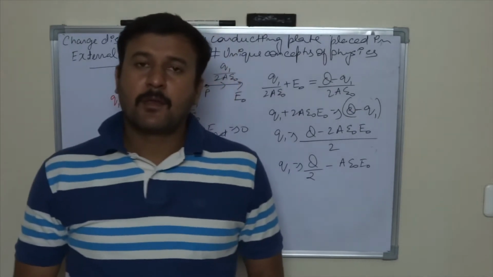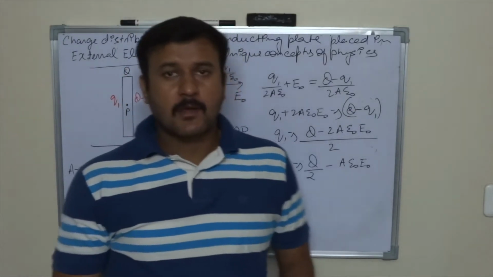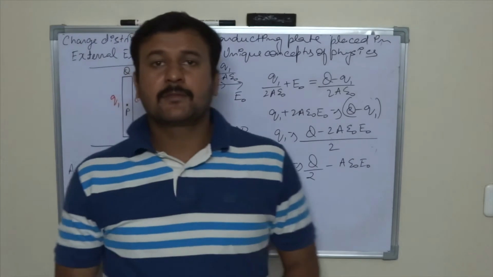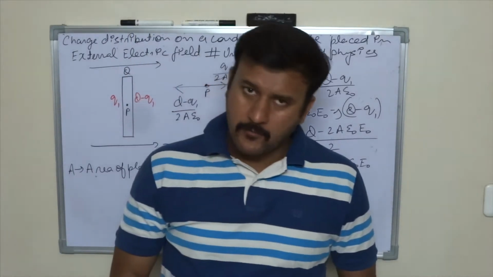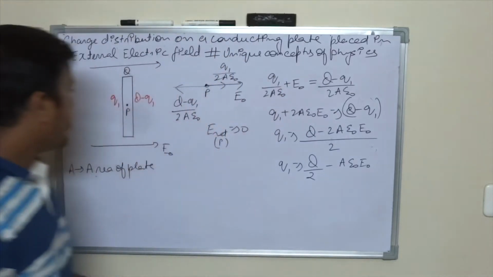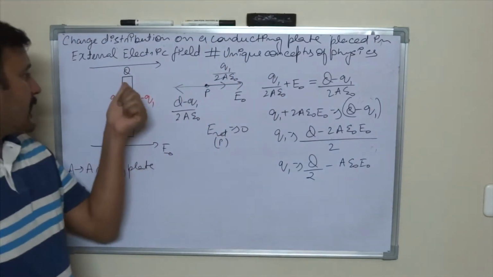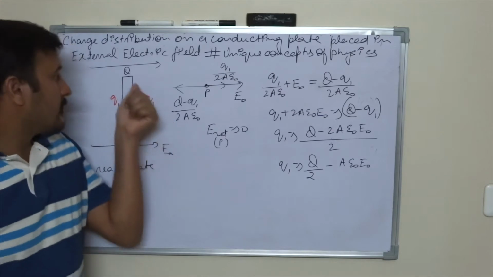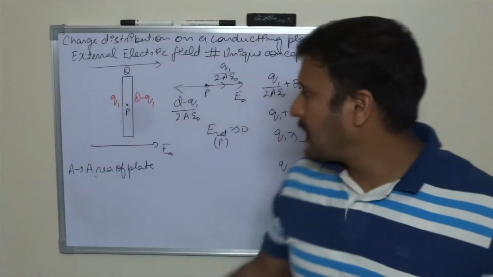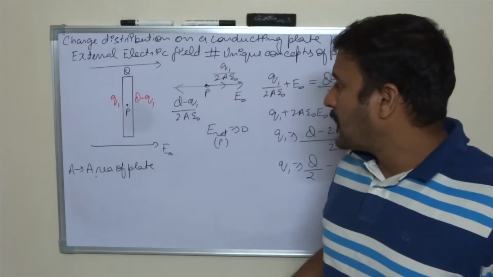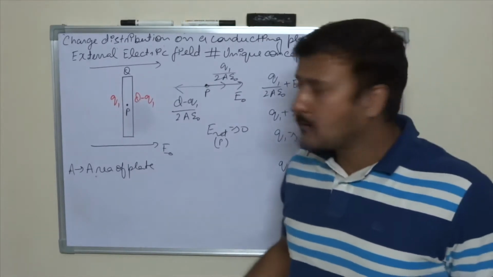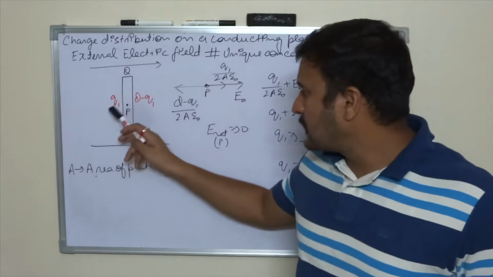In this example, I will demonstrate how to distribute the charge when some plate is kept in some external electric field. So, now we are assuming that there is a plate whose total charge is Q, and this plate is being kept in some external electric field E0. So we have to distribute this charge on these two surfaces.